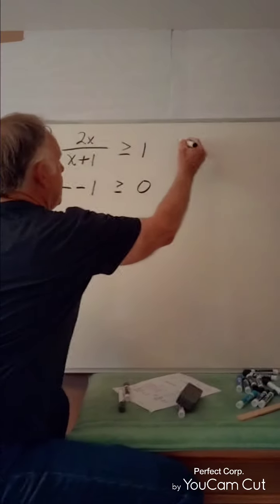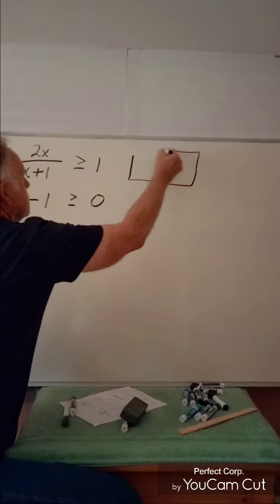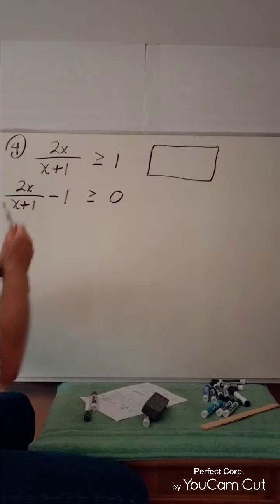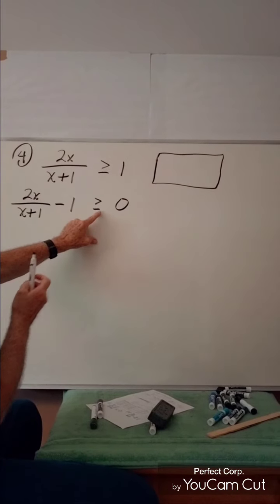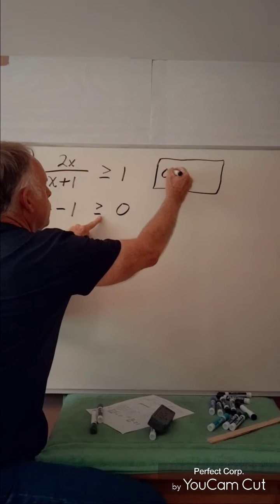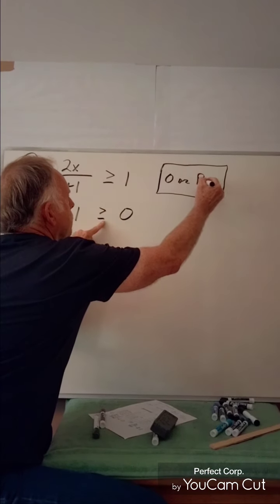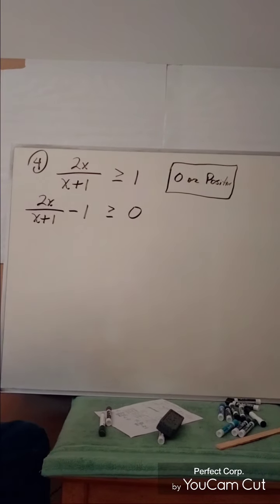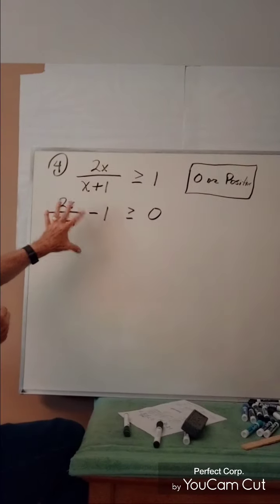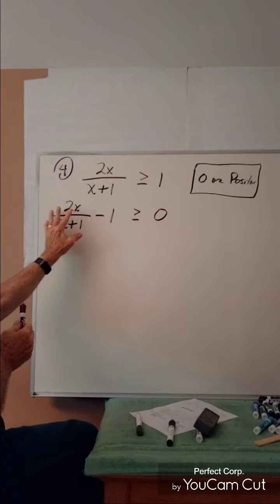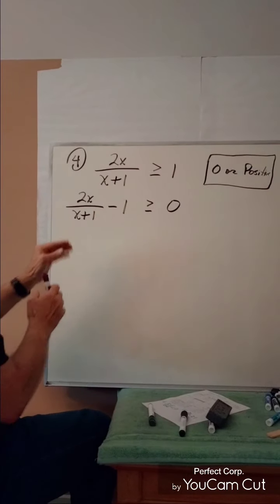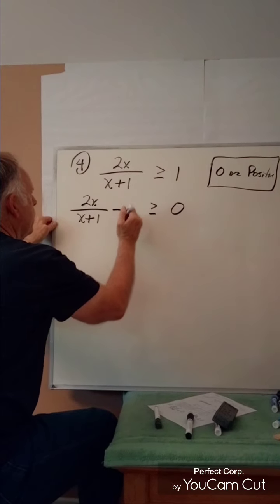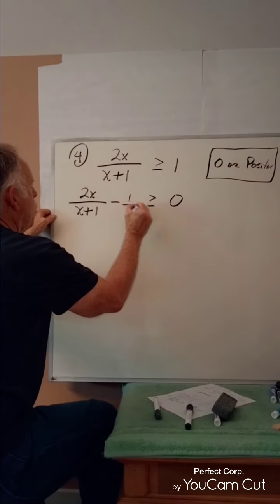In the box right here, before we go any further, the values of x that when substituted into this, the end result being greater than or equal to 0, it can be 0 or positive. So the positive sign is going to be the key item. Now, on this left-hand side, we have to simplify this expression to get it down to one fraction. So I'm going to temporarily write that minus 1 over 1.